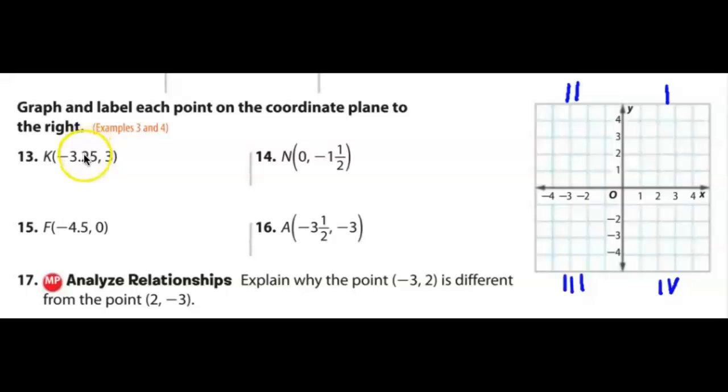Now, I'm going to actually plot it. So I'm going to go -3, and it's not 3, it's 3 and 2500ths. So I'm going to just move a little bit after the -3, and I'm going to go up to the +3, and this is approximately where that point K should be.